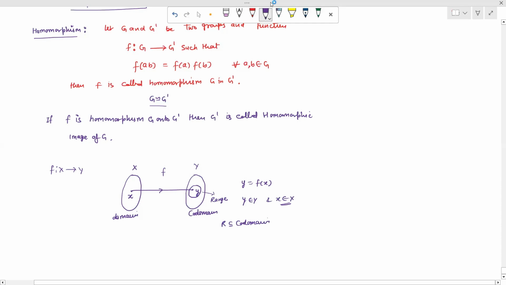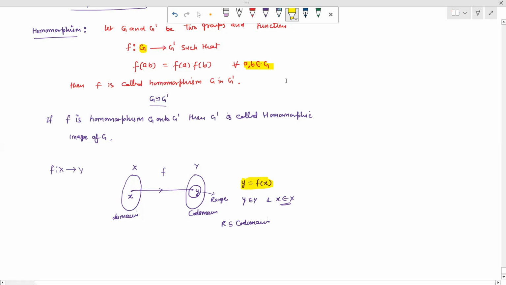So y is equal to function of x. That means every element of set X is related to a unique element of set Y. So basically we take the definition with A and B. A and B are both elements of G, the domain elements, and f of A and f of B obviously belong to the codomain, which we can denote as y1 or y2.